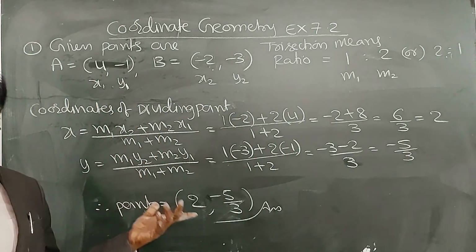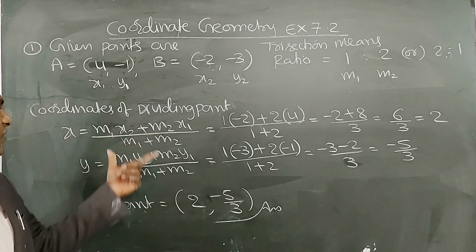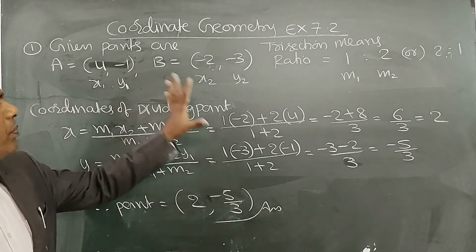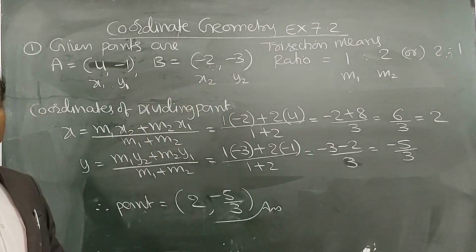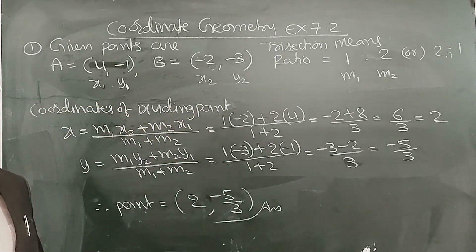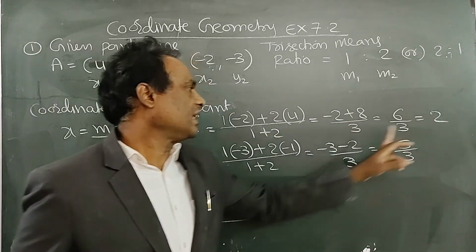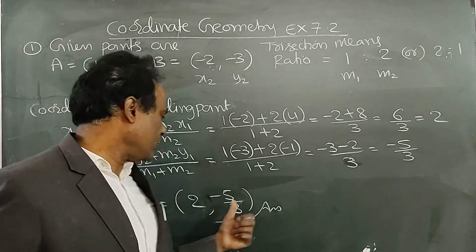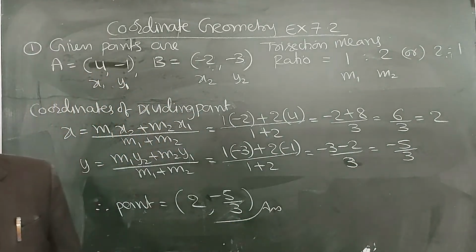The ratio formula is also called the section formula. Using the section formula, simply substitute the values in the formula. Nothing, just substitution and simplification. X coordinate is taken as the first coordinate, y is taken as the second coordinate. That's it.